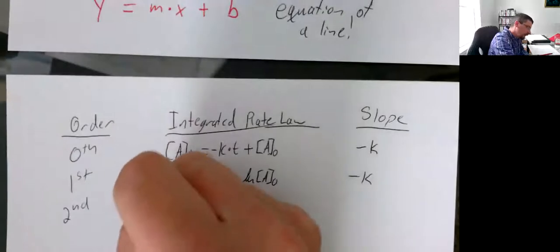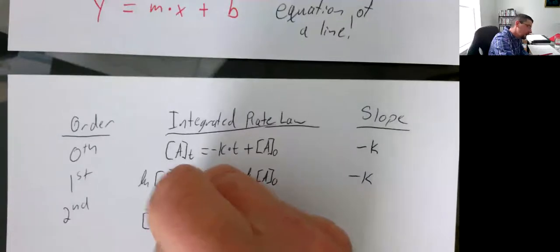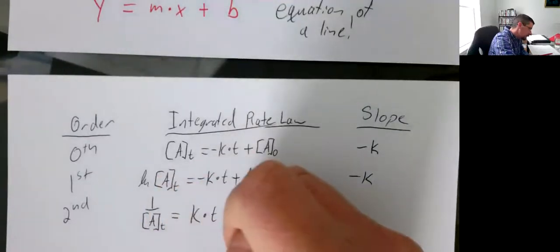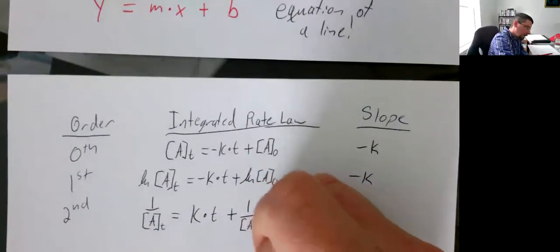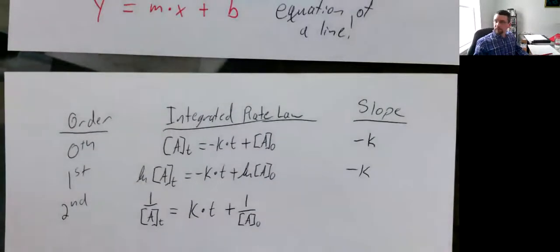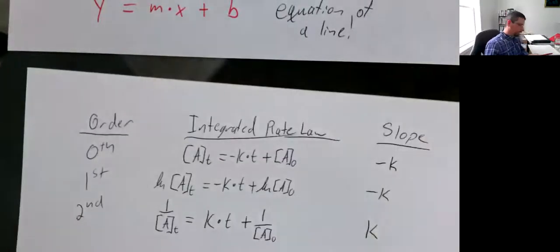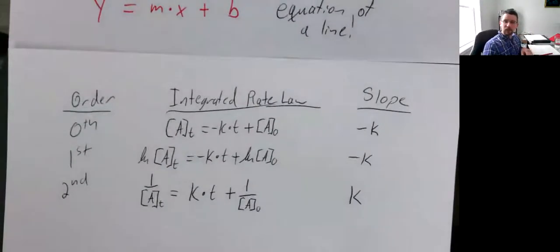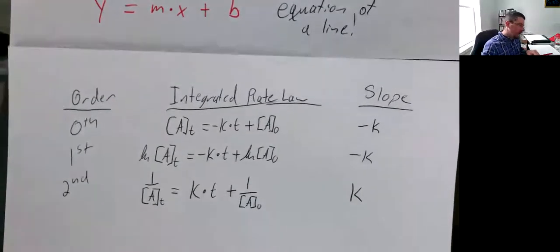For the second order, it ends up being 1 over [A] at the time that we're interested in is equal to kt plus 1 over [A]0. And in this case, looking at this, we can see our slope is equal to positive k. Okay, so now we have these integrated rate laws, but how do we determine the concentration of A at a certain amount of time, or what's the order with respect to A given a certain reaction?